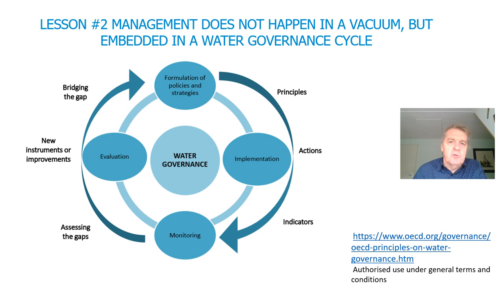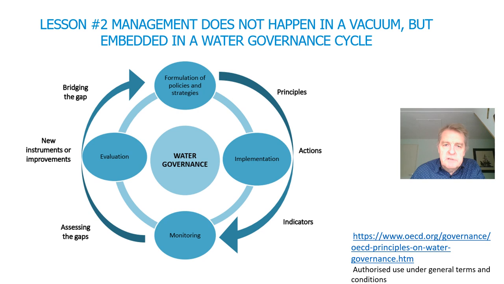So lesson number two might be that management does not happen in a vacuum, but is embedded in a water governance cycle. Multiple actors involved in water management emphasize the nature of and the need for effective governance. Management and monitoring that are needed are embedded in that. And they are embedded in what you might consider also to be a governance cycle as well as a management cycle. It includes the policies, the institutions, formal and informal, and actions. It includes reliability of indicators, evaluation of successes and failures, and therefore development of the processes themselves.